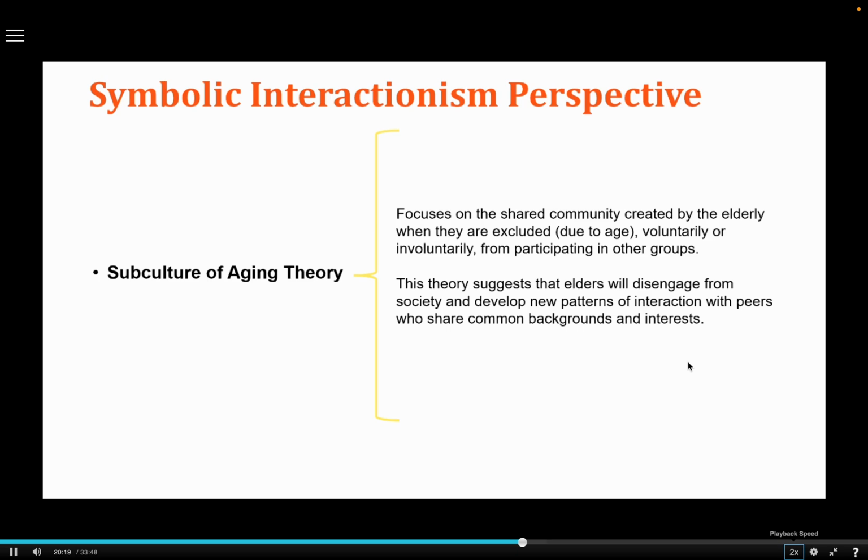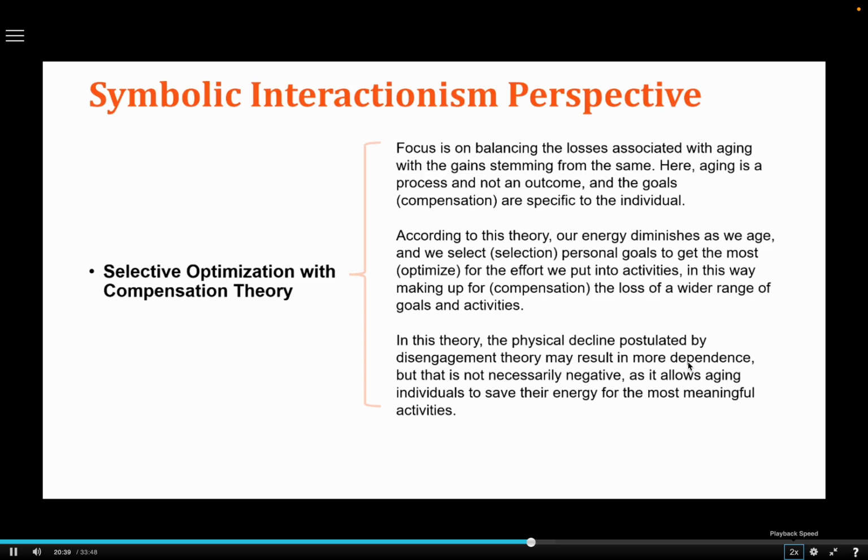Because in symbolic interactionism we want to understand how individuals actually experience seniority and what happens in their day-to-day lives, subculture of aging theory talks about how, as individuals age, and for the more senior individuals in the society, when they are excluded from society, they voluntarily or involuntarily become parts of shared communities. They study how the elderly disengage from society and then develop new patterns of interaction with people who are about their age, share similar circumstances, and have shared backgrounds and interests. So they're focusing on how, as the elderly are excluded, they develop new patterns of interaction with peers who share backgrounds, interests and circumstances with them, and how they make meaning of their seniority in that way.